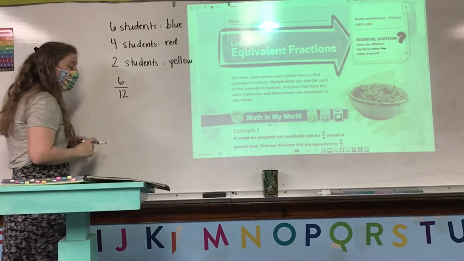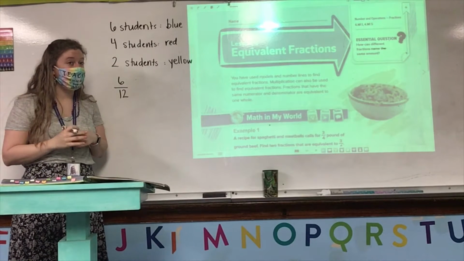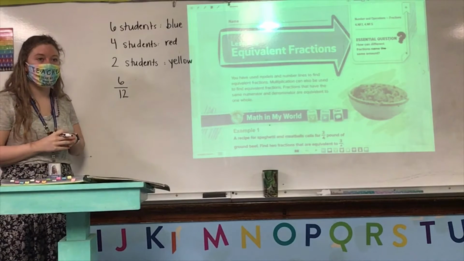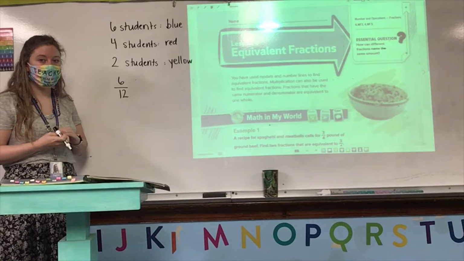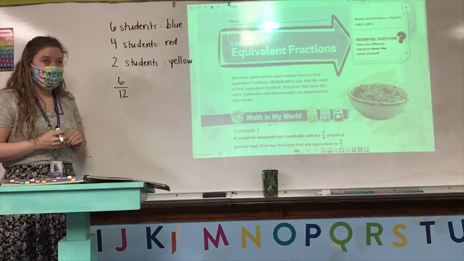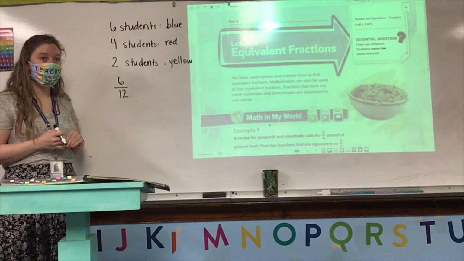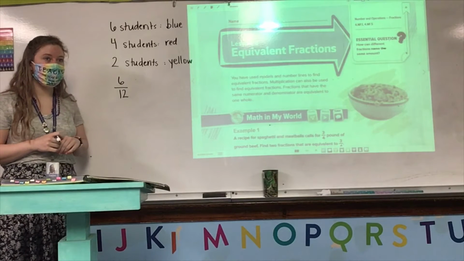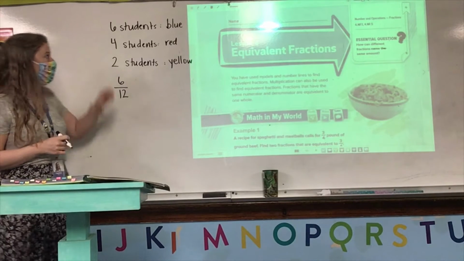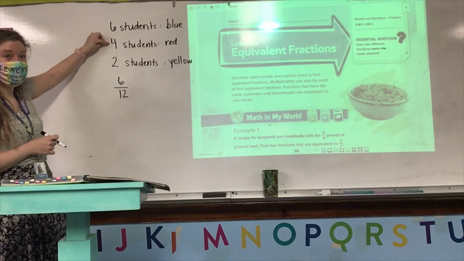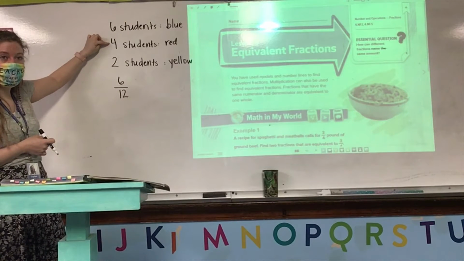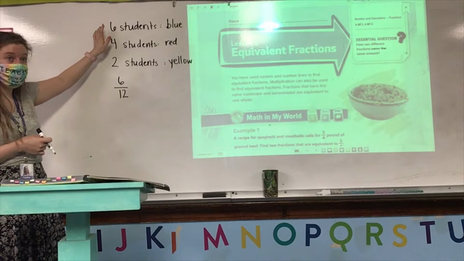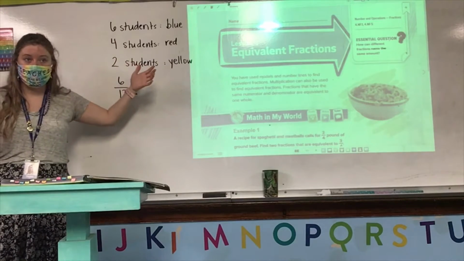12ths. Now for those of the class that cannot add, how did you figure out it was 6 12ths? How did you figure out that the denominator was 12? Well, I knew that 6 plus something would add to get 10. Okay, so 6 plus what is 10? 4. So 6 plus 4 is 10, but is that all the students? No. Then what did we have to do? Plus 2 equals 12.